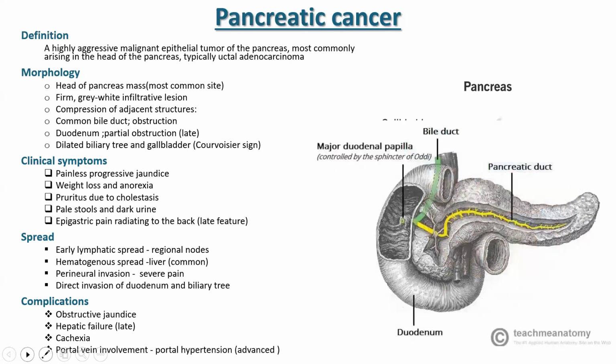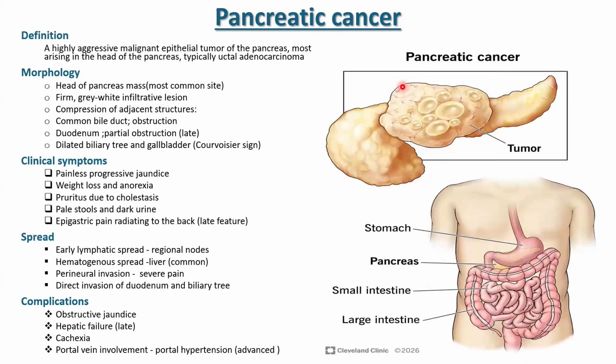So pancreatic cancer is actually cancer of the pancreas, especially the head of the pancreas. Just by the name itself, pancreatic cancer is cancer of the pancreas, most of the time affecting the head of the pancreas. What is important is actually the morphology. What will you be able to see pathologically? The spread and complications will not be as important, but if you tell me the morphology, that will be good. You'll see a mass in the head of the pancreas.